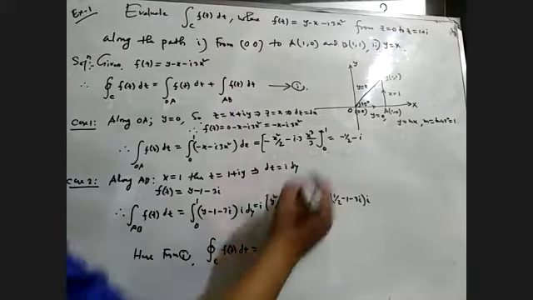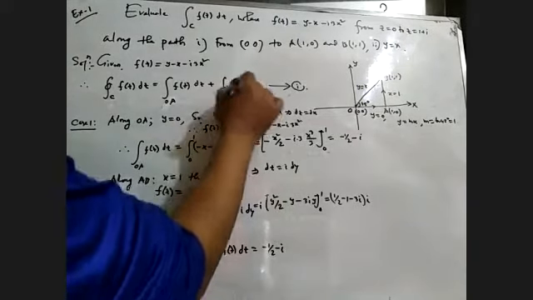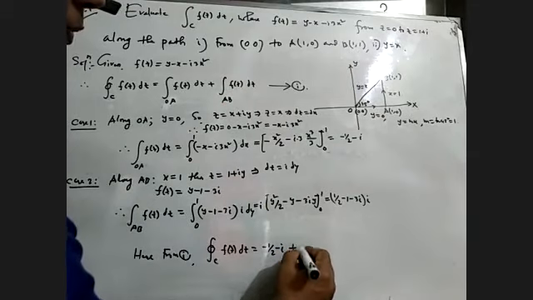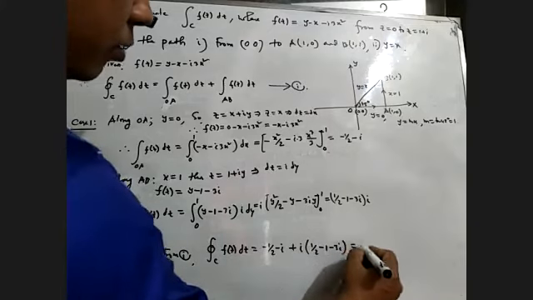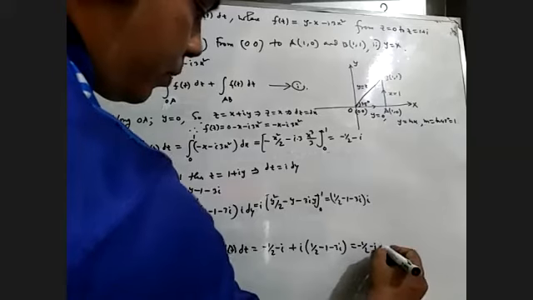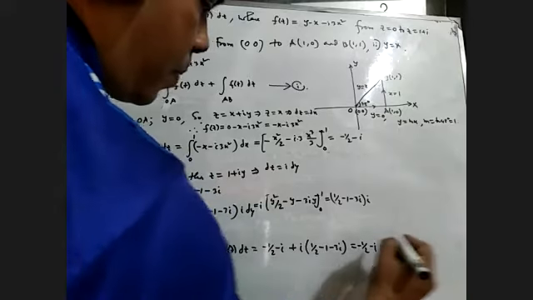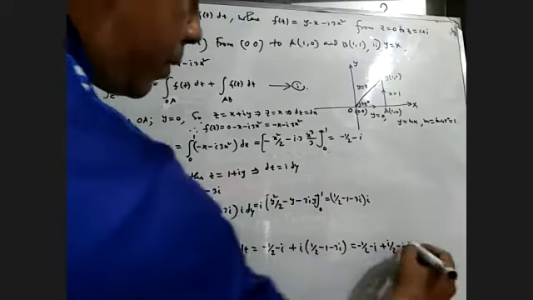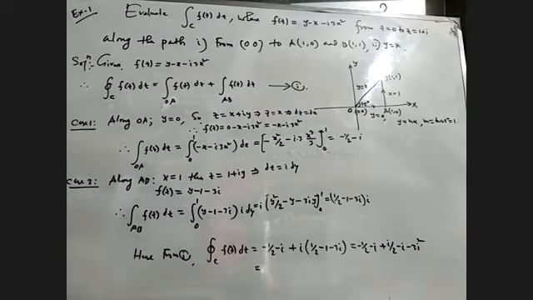This equals to what will be this value? Putting these values, what? Minus half minus i. Putting second values, i into half minus 1 minus thrice i. So we get minus half minus i plus i by 2 minus i minus thrice i square. i square means what? Minus 1, right?